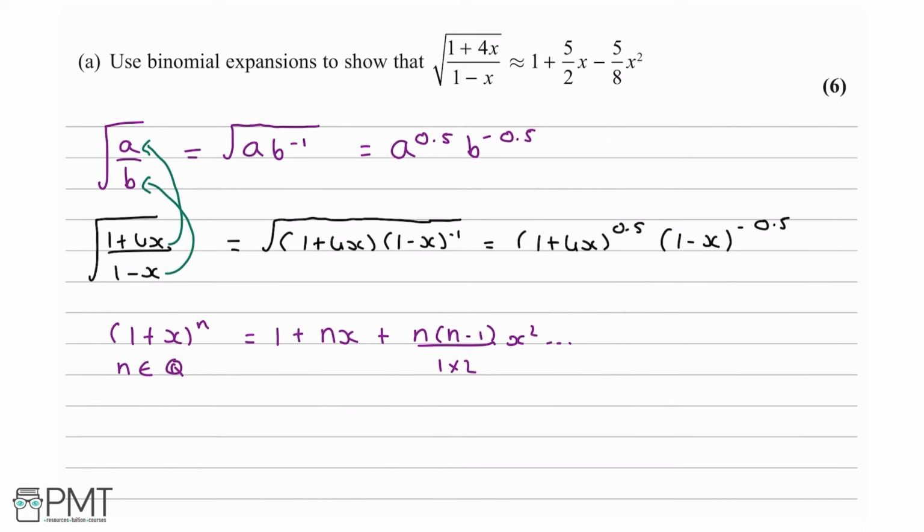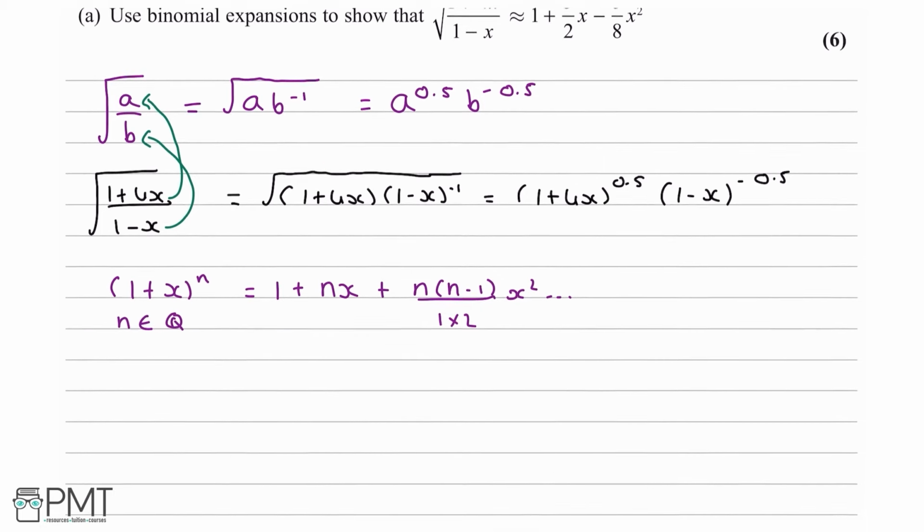Now this is a formula which is in your formula book, so you're not expected to remember it off by heart. The reason I'm stopping at x squared is because the highest term for our approximation is x squared. So I'm going to use this formula and apply it first to 1 plus 4x to the 0.5, and then 1 minus x to the minus 0.5.